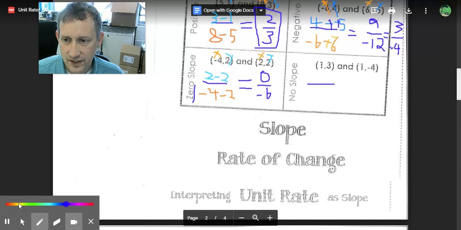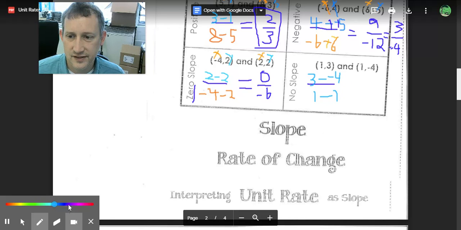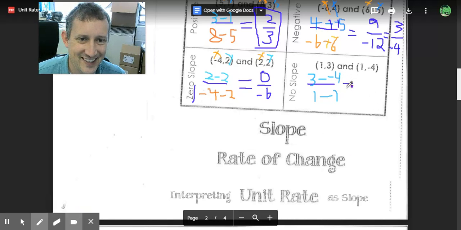Let's look at this one. On the top, we're going to have 3 minus negative 4. And then on the bottom, our run is 1 minus 1. Remember, first numbers get to go to bed first. They go down here at the bottom.